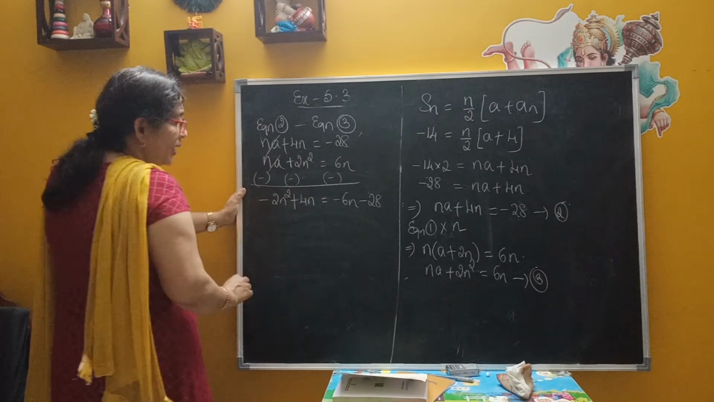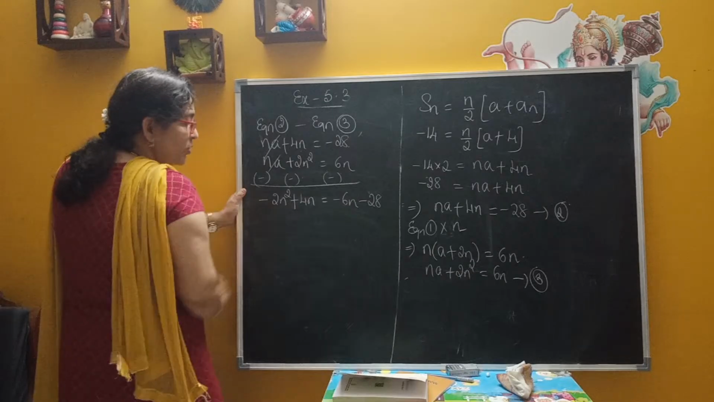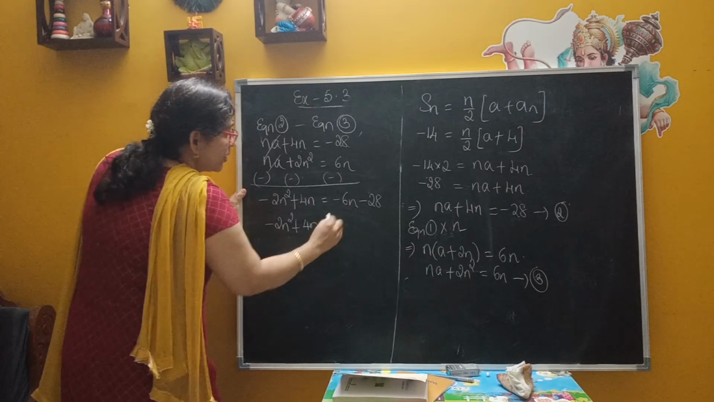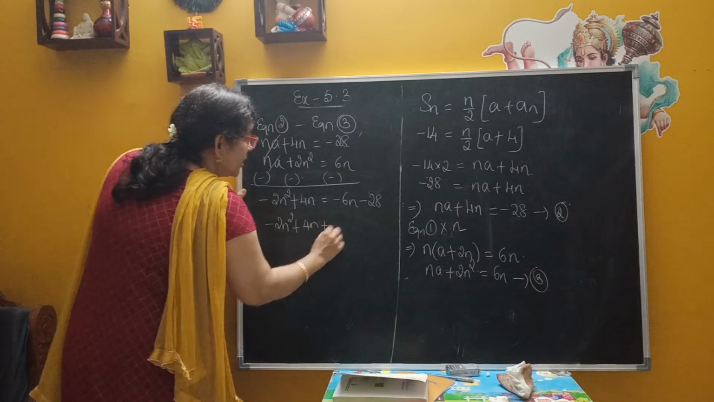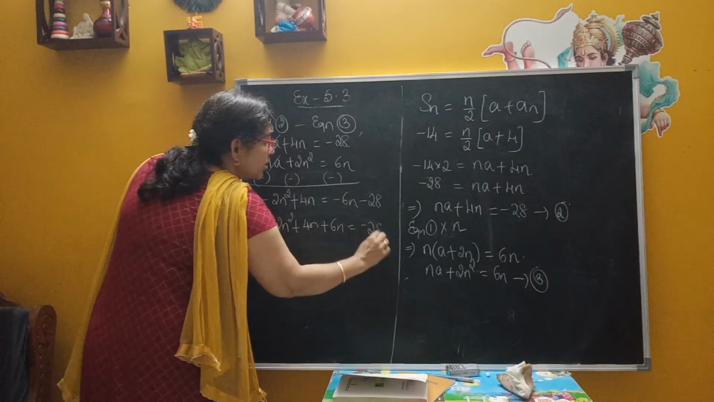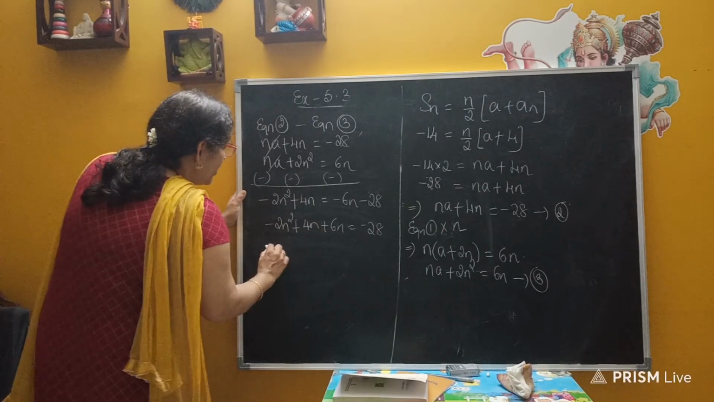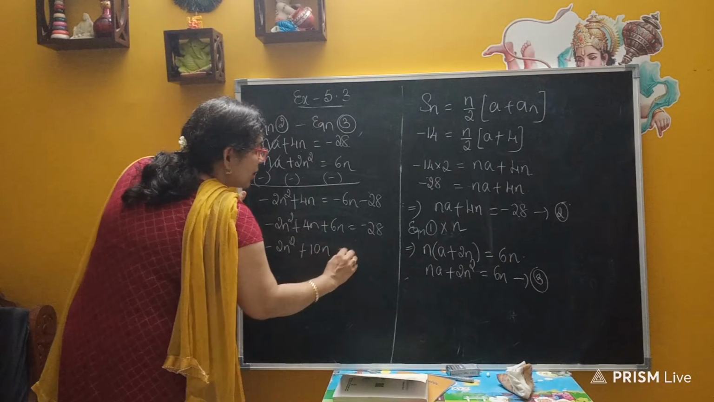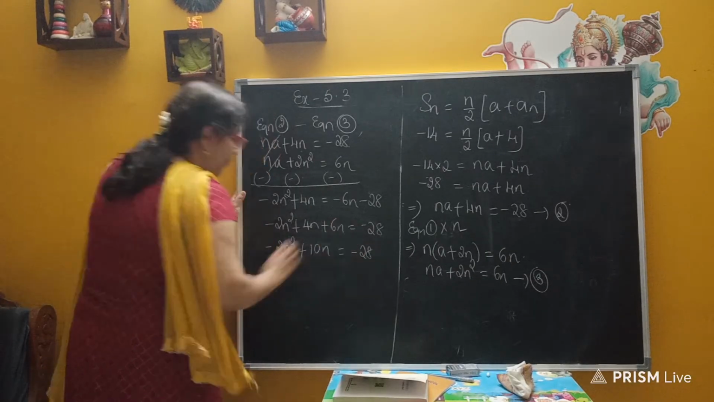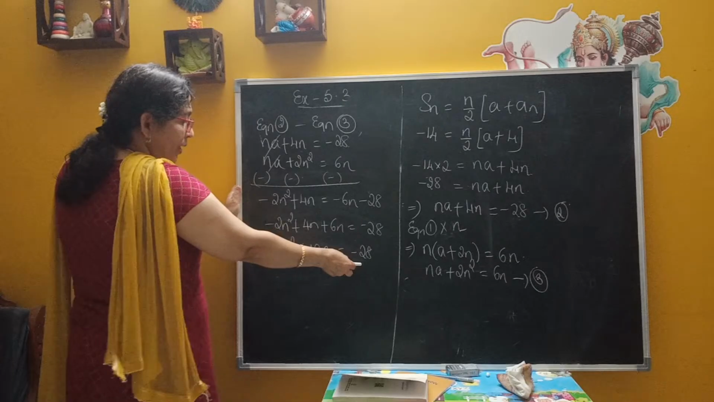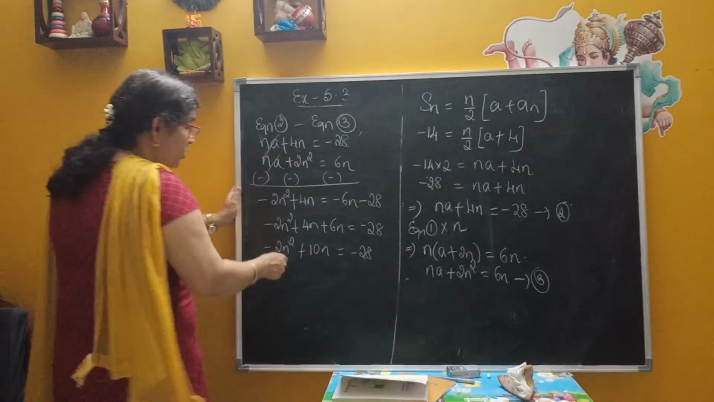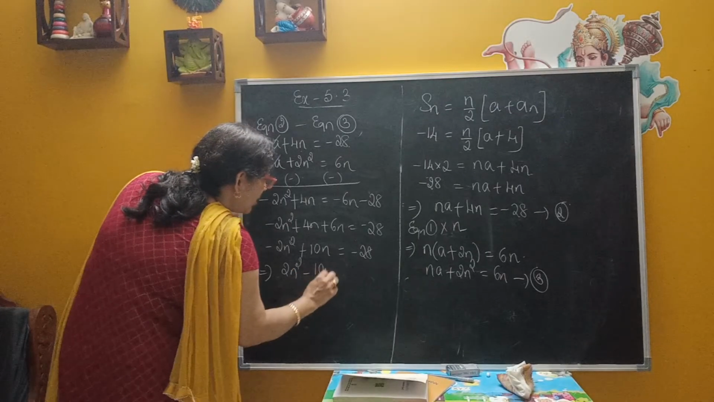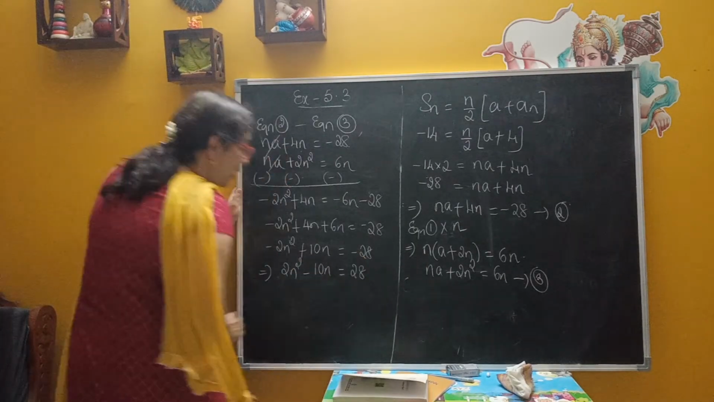So let me change the sign. Okay, and for that, let me transpose and simplify it. Minus 2n square plus 4n. I bring minus 6n to LHS. This plus 6n is equal to minus 28. So minus 2n square plus 6 plus 4, 10n is equal to minus 28. Now let us multiply throughout by minus 1, or minus sign. So this can be written as 2n square minus 10n is equal to plus 28.